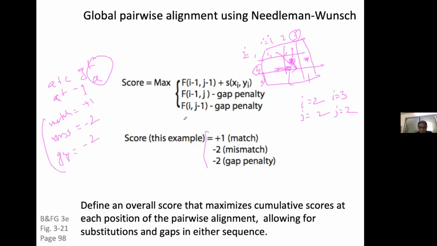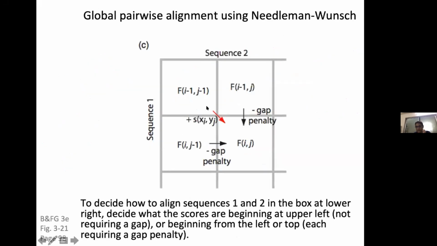And remember F(i,j). For this one, for example, I is equal to 3, J is equal to 2. So F(i-1, j-1), the diagonal value, will come from this one, plus the score of matching or mismatching here. It will be clear here actually.